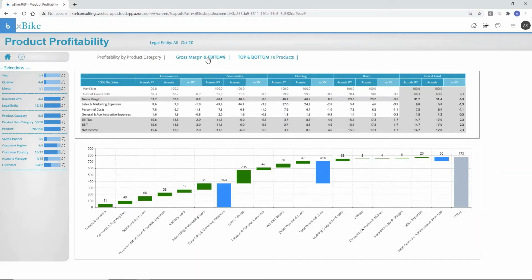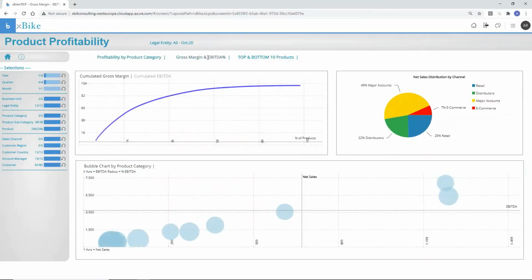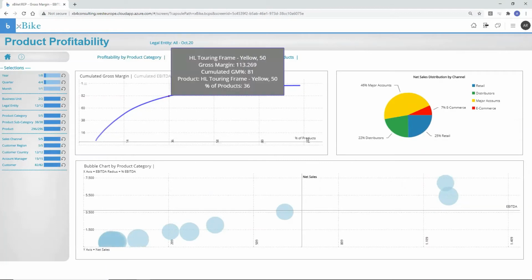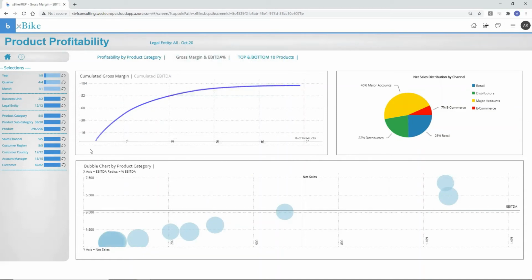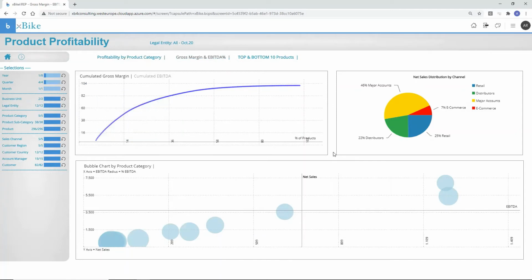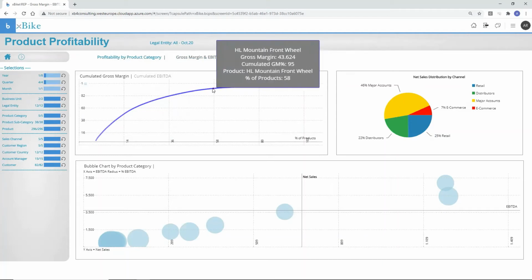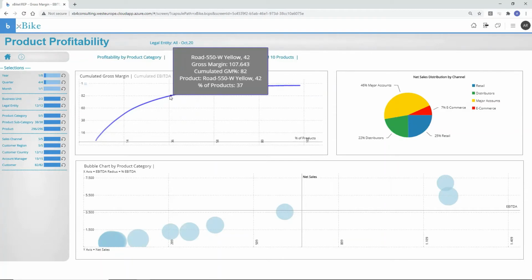Okay. I can go to another report which is focusing on the gross margin and the EBITDA. This is an interesting report where I see what we call here the well curve, which gives us the information of the accumulated gross margin here on the y-axis and the accumulated number or percentage of products in the x-axis. So in this case, I can see on each line here, on each point, the individual products and their contribution to the gross margin.